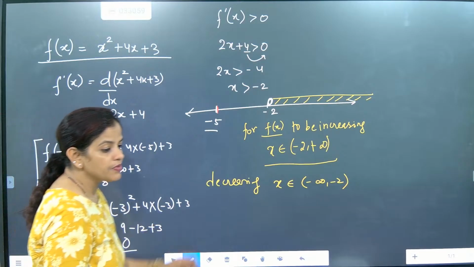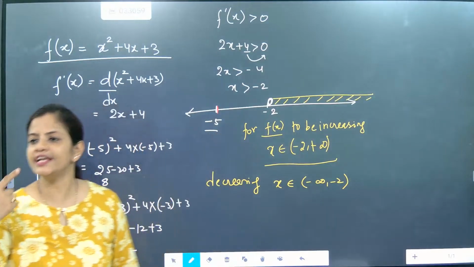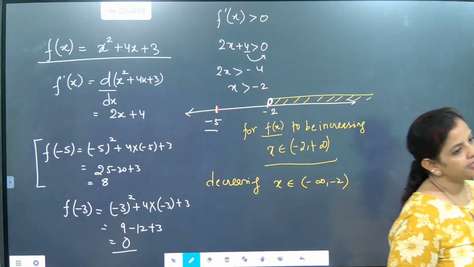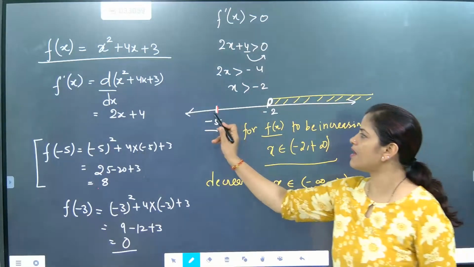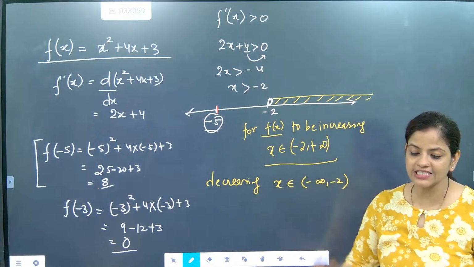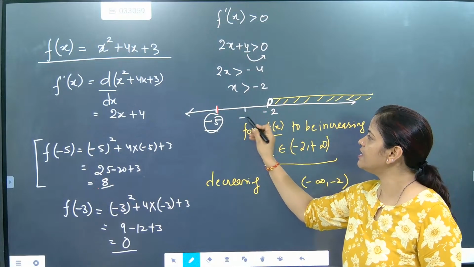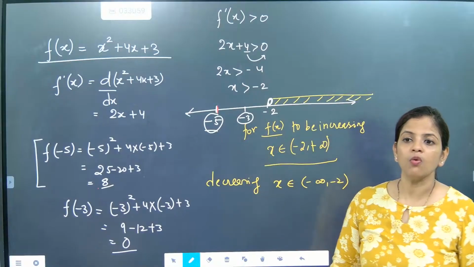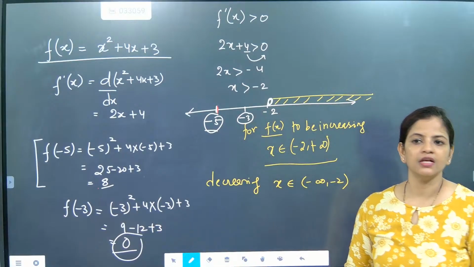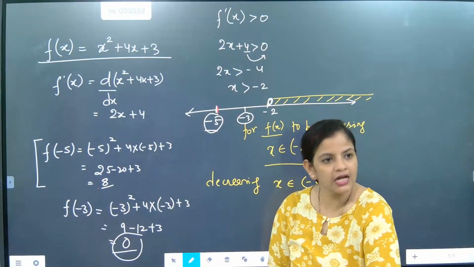That means when you go from minus infinity to minus 2, it is decreasing. When I took minus 5, the value of the function came as 8. But when I took minus 3, which is near minus 2, we got 0. So is the value increasing or decreasing? It is decreasing. So it definitely indicates that we are going down.